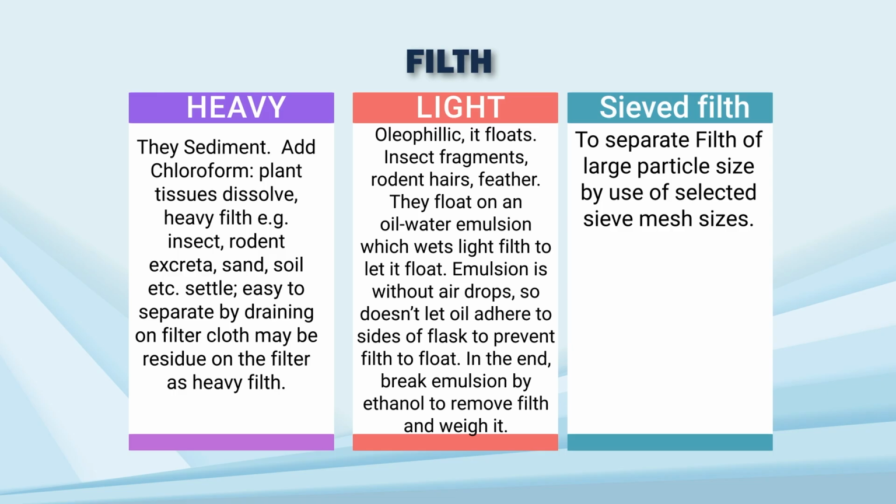If the filth is of bigger particle size, then you screen your material, like any liquid material or any juices, through the sieve, and all the filth will remain on the screen and the material will pass through.